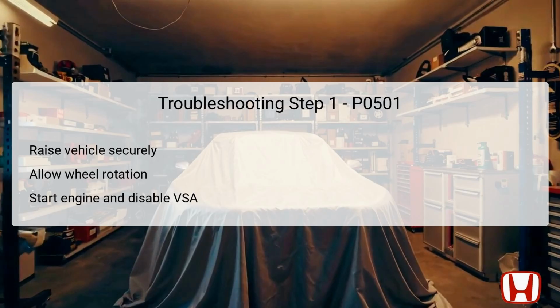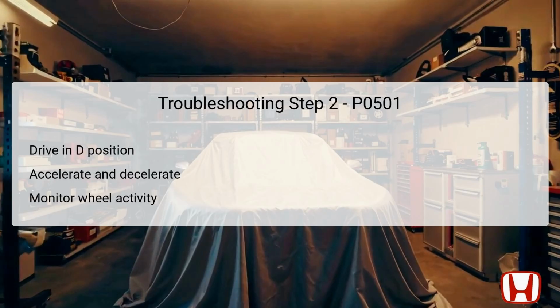After confirming that the vehicle is securely supported, the next action is to start the engine. It is important to disable the Vehicle Stability Assist (VSA) feature during this process, as it may interfere with the testing conditions. The goal is to run the vehicle at a steady engine speed, typically at 1,000 RPM or higher, which allows the sensors to provide accurate readings. This step sets the foundation for accurate diagnosis and ensures that the vehicle is prepared for further evaluation.